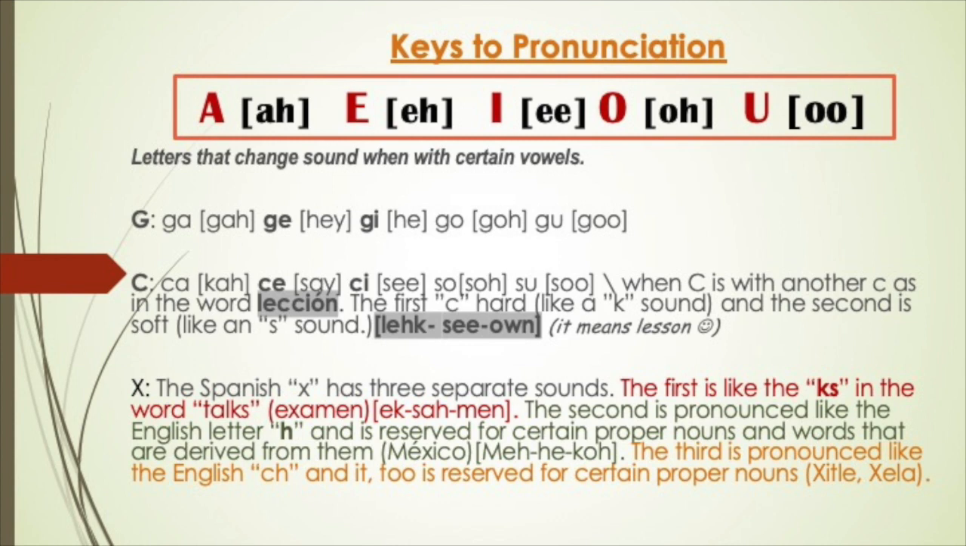The letter C, when in front of the E sound and the I sound, takes on a soft C sound. And when it's with the other vowels, it has a hard K-like sound. So I'm just going to say the sound in front of each one of the vowels. It's ka, se, si, so, and su. When the letter C is with another C, for example, in the word lección, the first C is hard, like a K sound, and the second is soft, like an S sound, lección, and it means lesson.